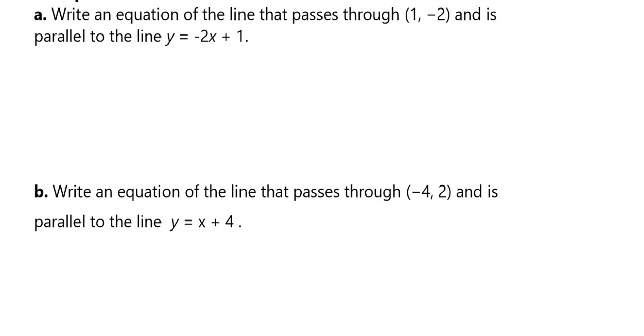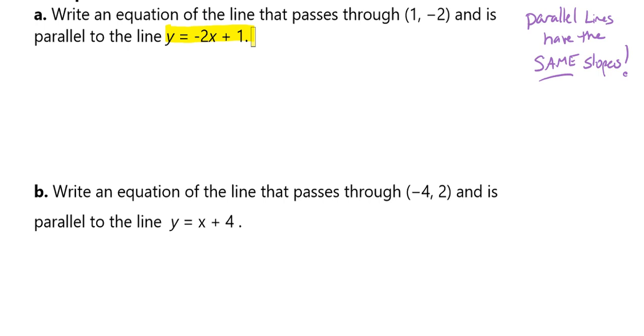In our first example, it says write an equation of a line that passes through the point 1, negative 2 and is parallel to the line y equals negative 2x plus 1. What's great is that because we know parallel lines have the same slope, we're able to use the equation they gave us to pull the information we need. The equation we were given was y equals negative 2x plus 1.